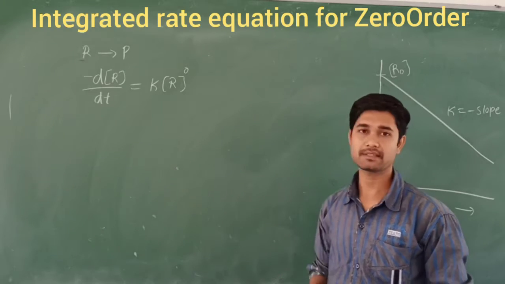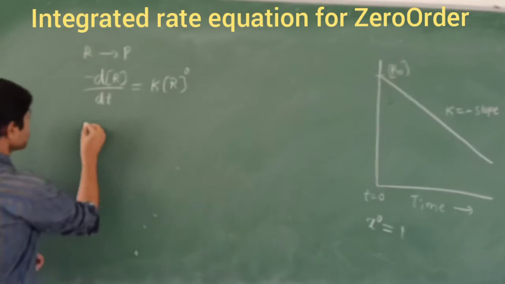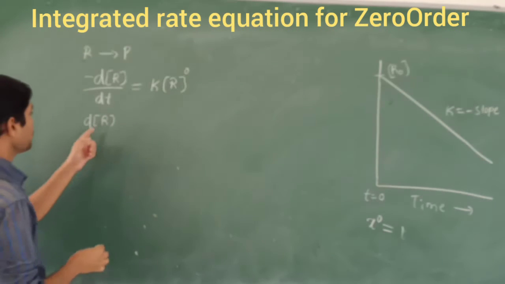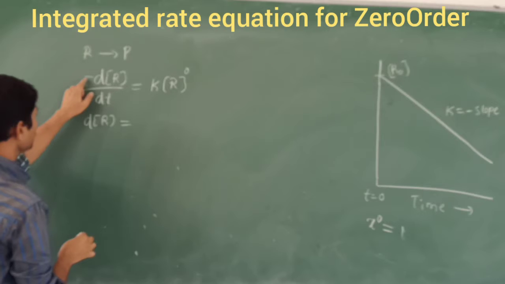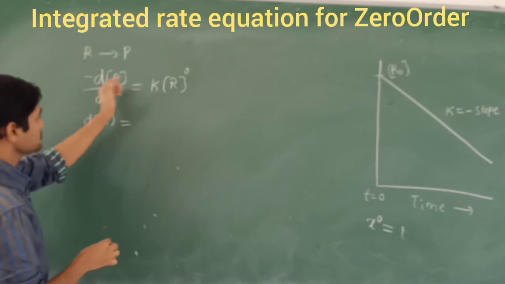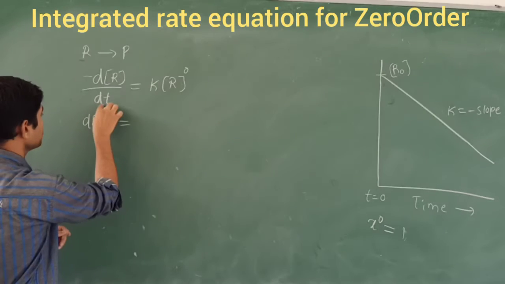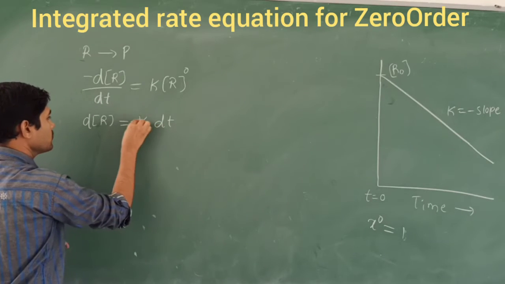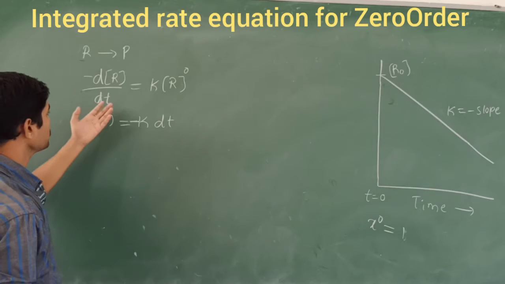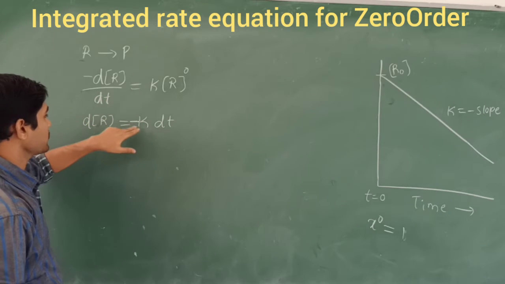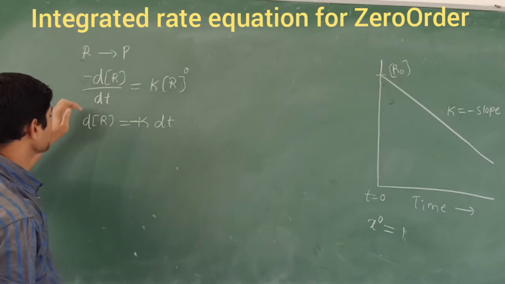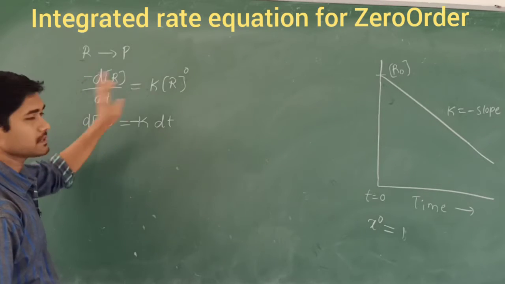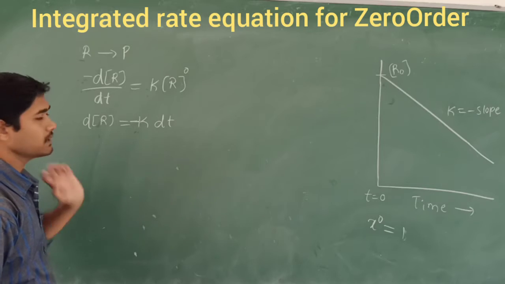Now I am going to rearrange here. After this rearranging, I take the change in the concentration of the reactant dR equal to, removing this sign and moving the denominator to the numerator, minus k into dt. Or you can multiply by the minus sign on both sides, minus into minus becomes plus, or convert this minus to this side, that is minus k into dt here.